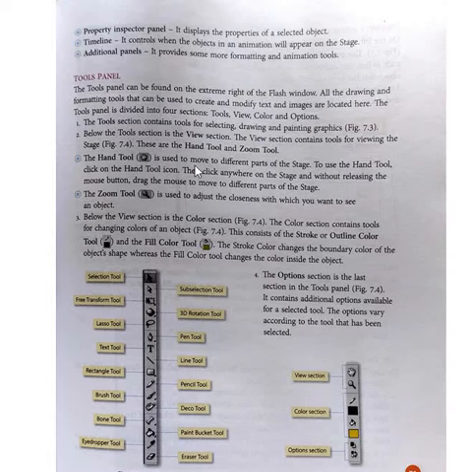To use the hand tool, click on the hand tool icon, then click anywhere on the stage and without releasing the mouse button, drag the mouse to move to different parts of the stage. The hand tool is used to move the different parts of the stage. You can move by using this hand tool.